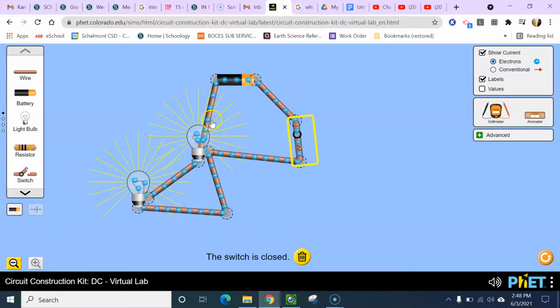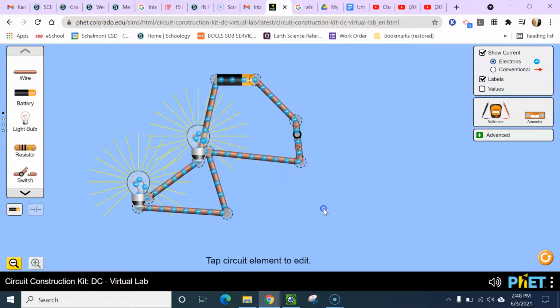So 14, you see, this time they don't get dimmer. When they're each on their own loop, they stay just as bright as if there was one. And that's because the electrons don't have to go through this first light bulb to get to the second one. They have their own path back to the battery around the light bulb.